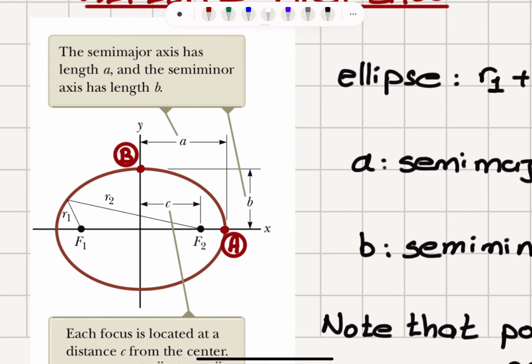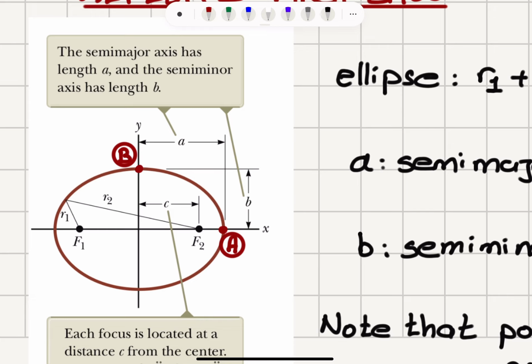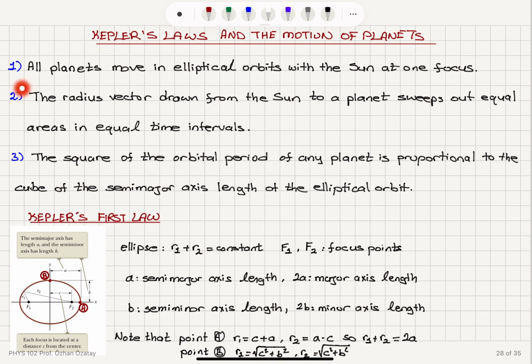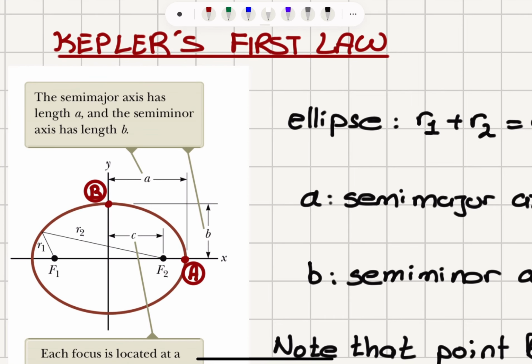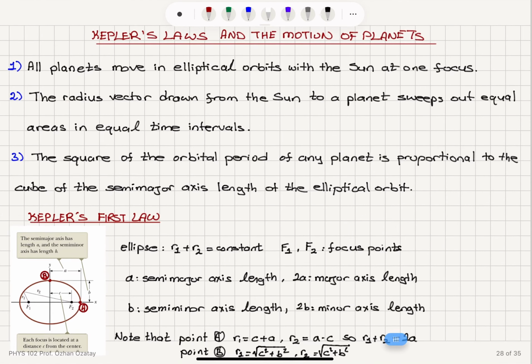So if this is our ellipse, you can see that an ellipse has two focus points, and the sun is at one of these focus points, and the motion of the planet is in an elliptical orbit around this focus point. Number two, the radius vector drawn from the sun to a planet sweeps out equal areas in equal time intervals. So if you draw a radius vector here from the focus point to the planet, you will see that it sweeps out equal areas in equal time intervals.